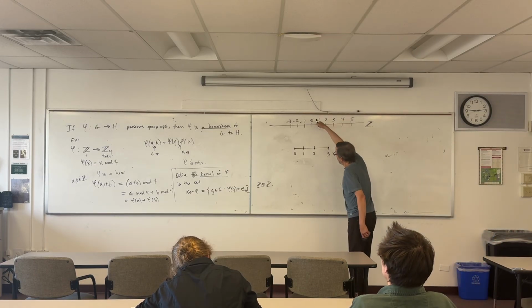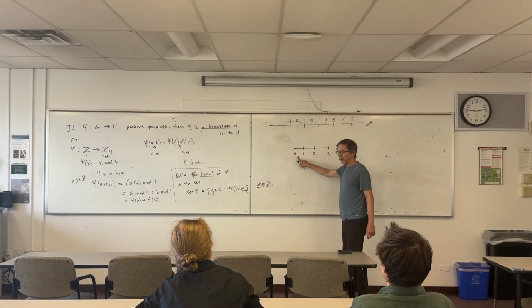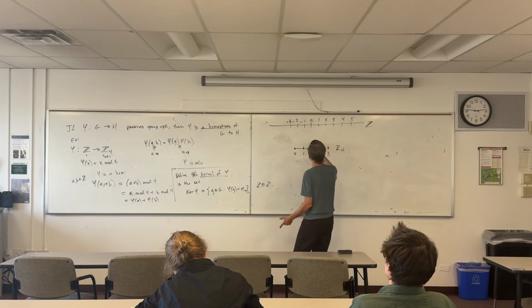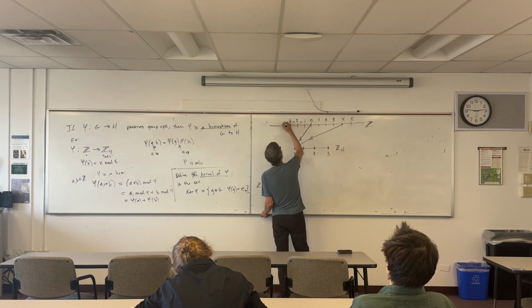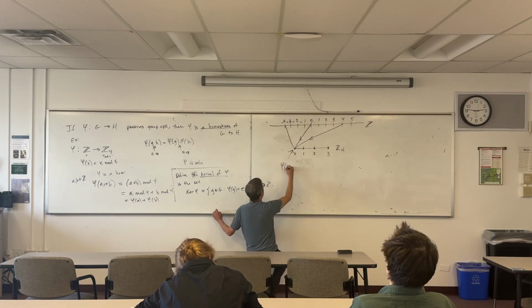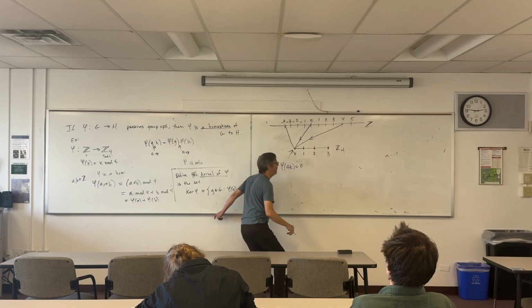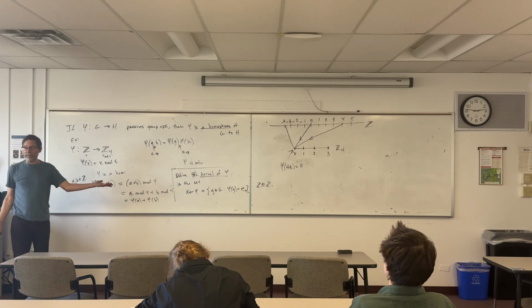And then phi comes from here and comes down to here. What is going to get sent to 0? Multiples of 4. Anything that's a multiple of 4. So 0 gets sent there. 4 gets sent there. Minus 4 gets sent there. So here we have phi of 4k equals 0. So my kernel is everything that's a multiple of 4.